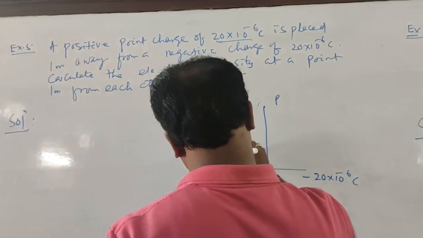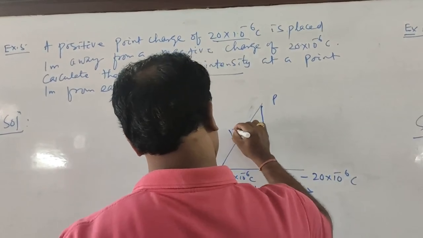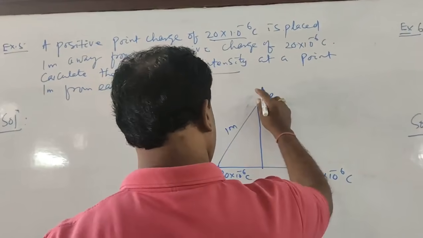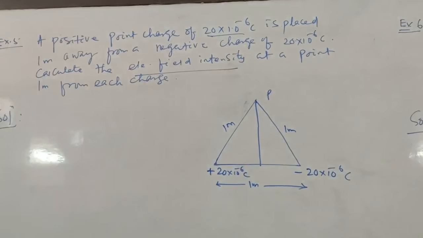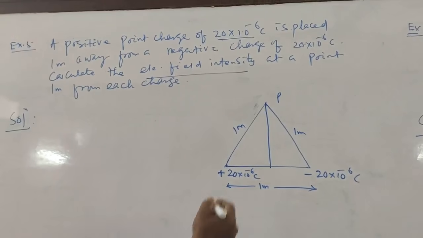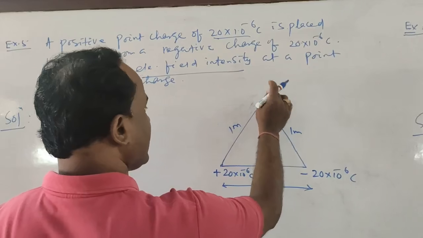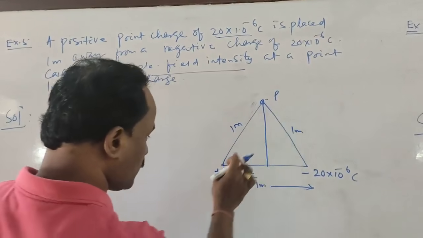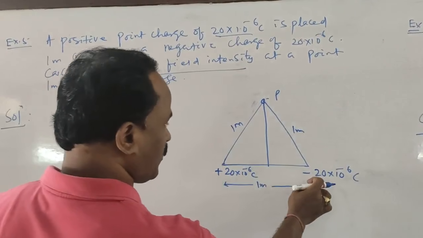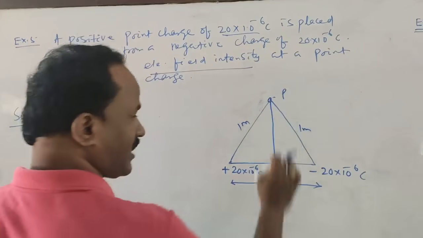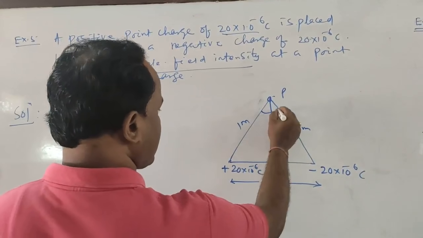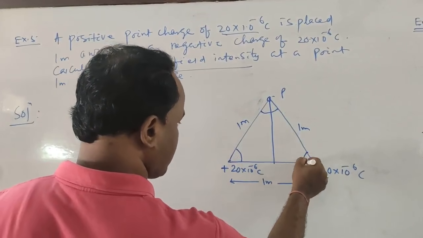The point P is at a distance 1 meter from plus q, and also 1 meter from minus q. Clear? So P is the point where the electric field is to be determined, which is 1 meter from the plus q charge and also 1 meter from the minus q charge. It is very simple. It is an equilateral triangle. This angle is 60, this is 60, this is 60.